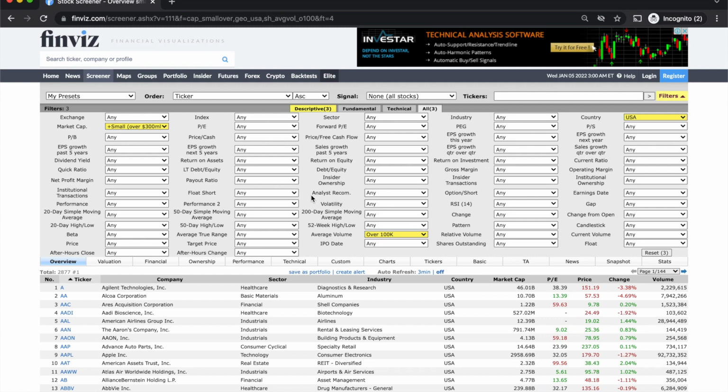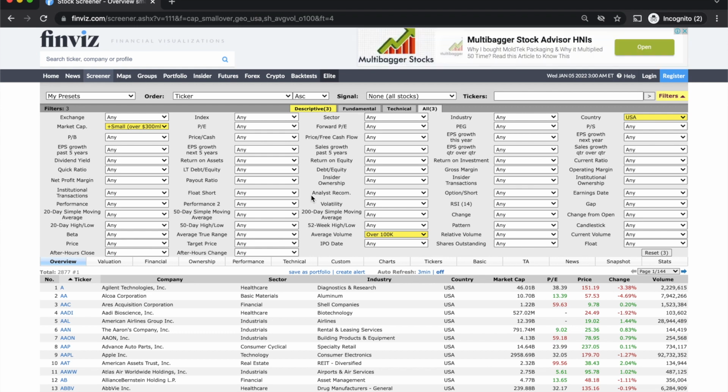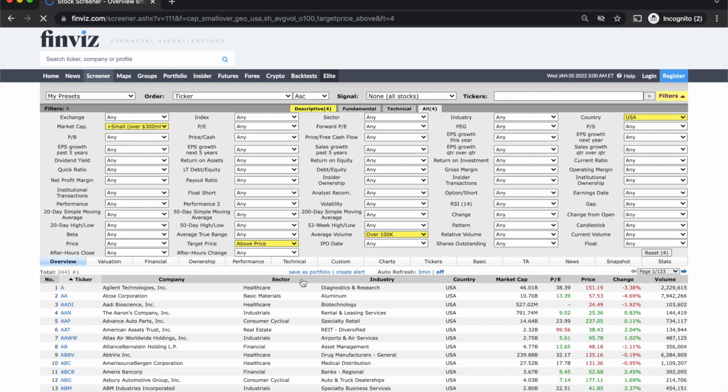The first thing that I want to do is I want to only look at companies which have not reached their target price, which has been set by the analyst. So for that, I'm going to go to target price and say above price. So what that means is that the target price for the company which is set by the analyst is above the current price. So there is a scope for the stock to go up.